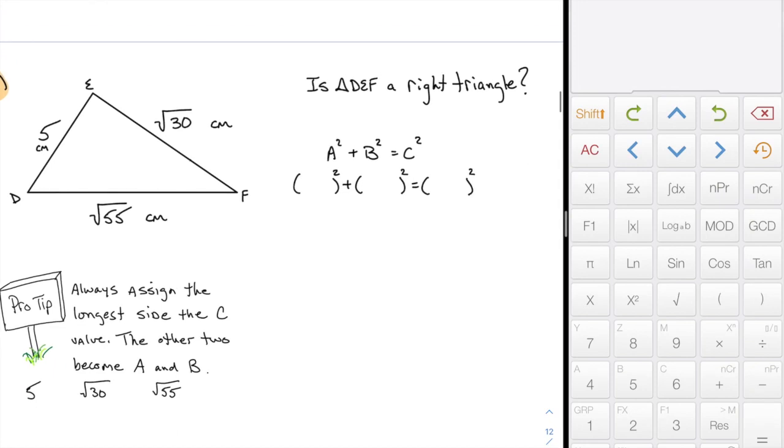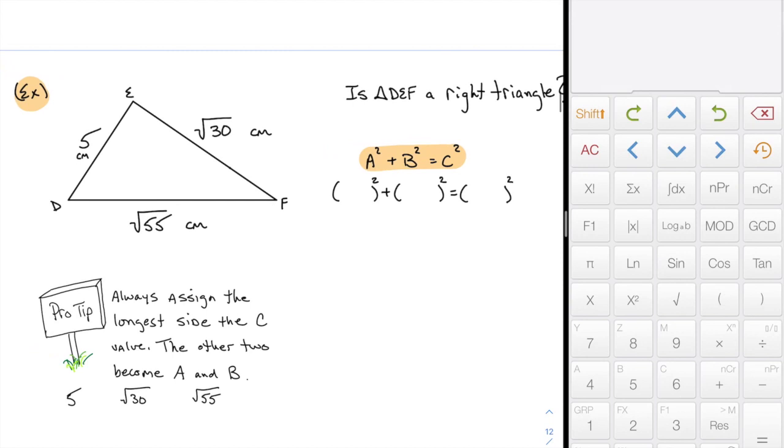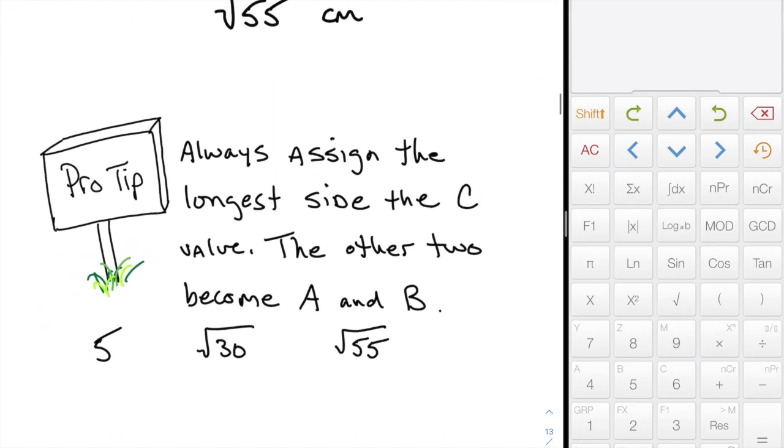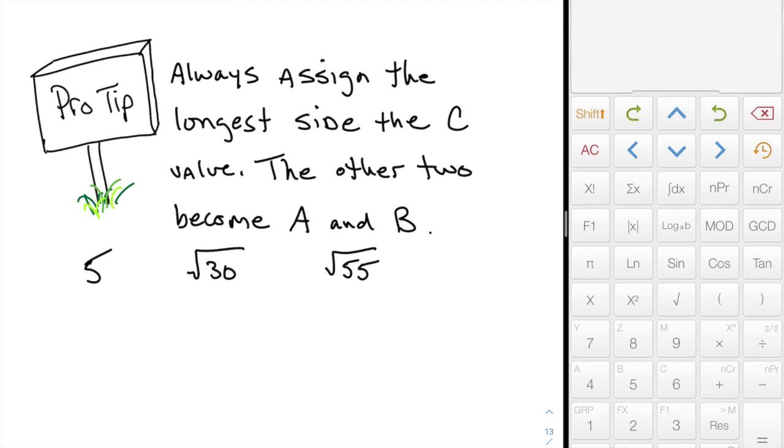Now, a reminder that the Pythagorean Theorem is simply a squared plus b squared equals c squared. And a and b should be your two legs, or the two sides that make up the right angle. Now, while I strongly suspect that if this is a right triangle, these two would be my legs, remember, I'm not really supposed to assume anything. That's bad mathematical strategy. So instead, I made this pro tip down here. You always want to assign the longest side the c value. And if you don't know which side is the longest, that's why I have this calculator here.